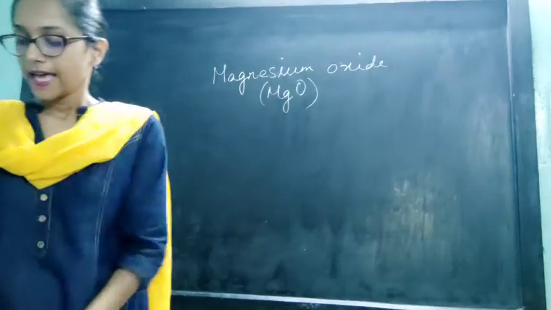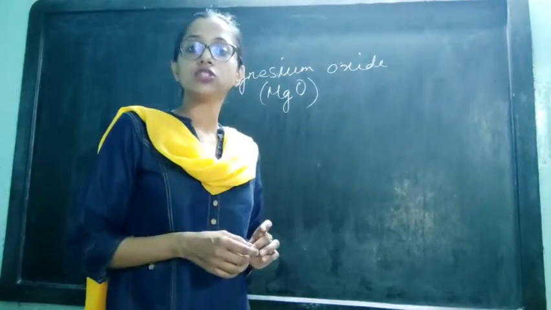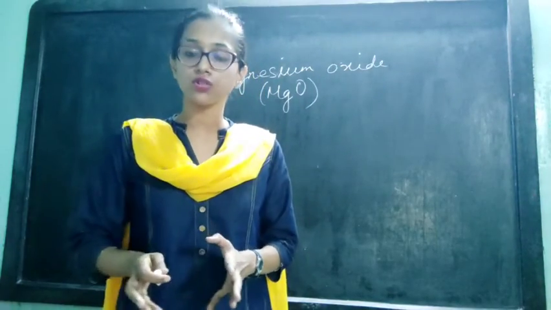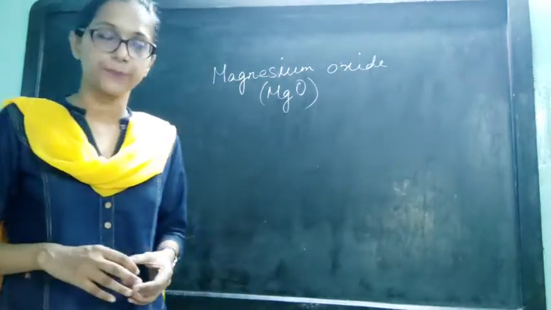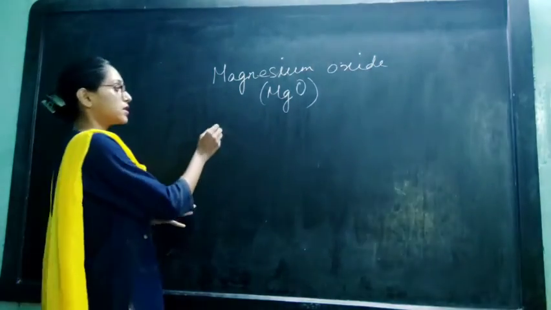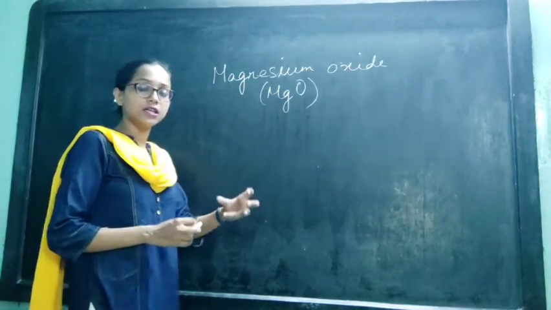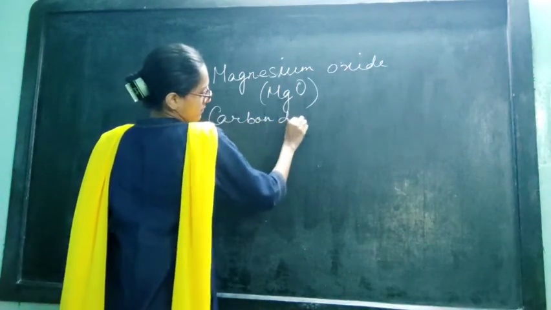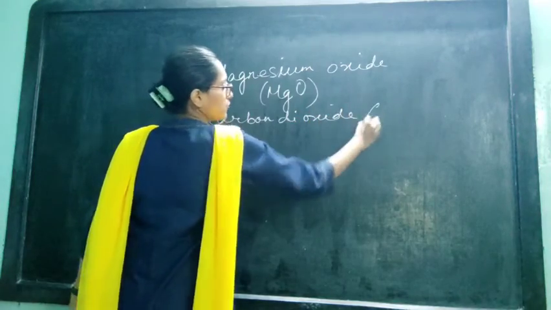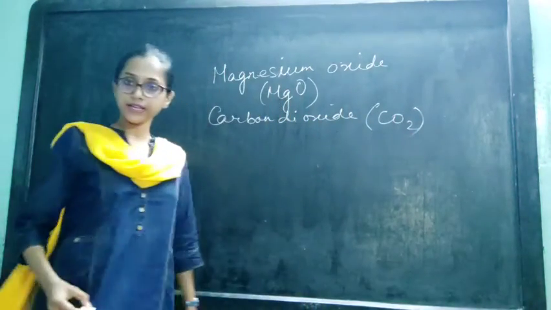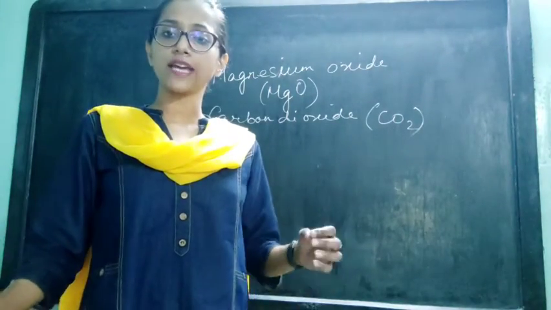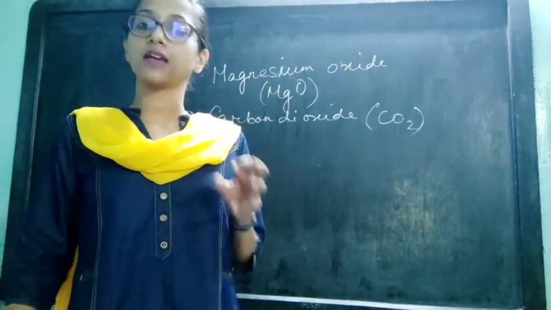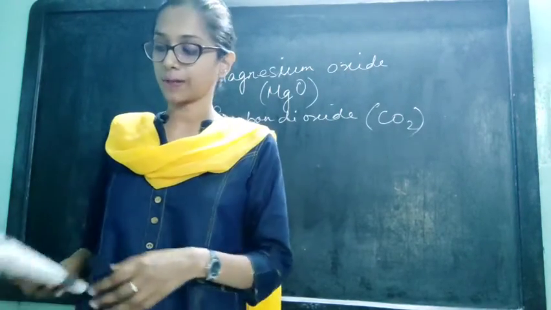Anything which is burning should burn in presence of oxygen, because without oxygen, burning cannot be completed. So this charcoal, which contains carbon, is burned in presence of oxygen to form carbon dioxide. The formula is CO2, right? And charcoal, or anything which has carbon in it, when burned in presence of oxygen, will produce carbon dioxide.